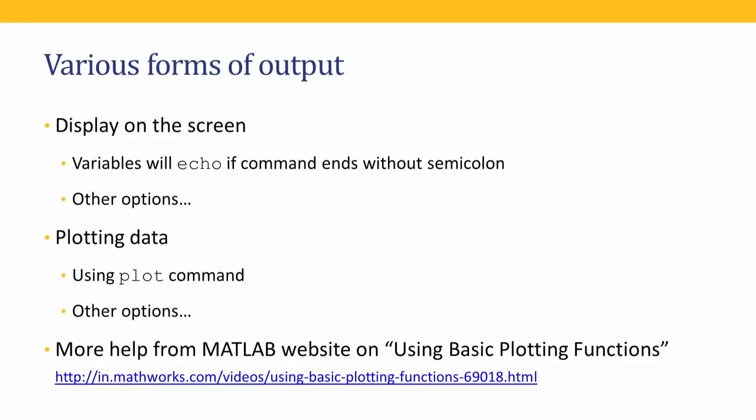We have seen various forms of output in the first 4 lectures of this module, and what we have seen is that when we do not end a particular line with a semicolon, the variables will echo on the screen. So, that is one way of displaying on the screen. The other way that we had used in the previous lecture was to use the command called DISP or display. So, that is the displaying on the screen that we are going to cover in this lecture.